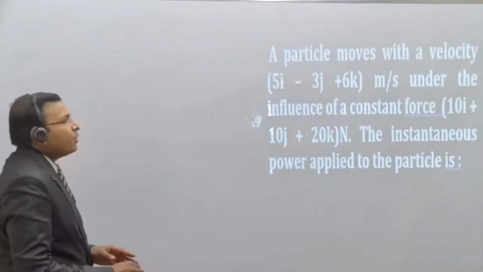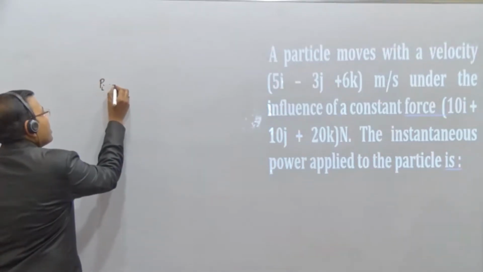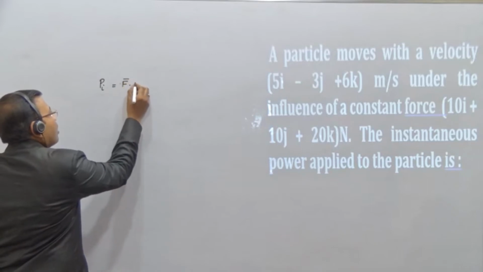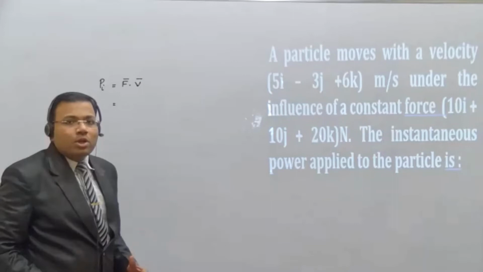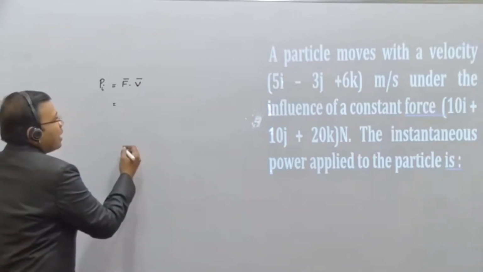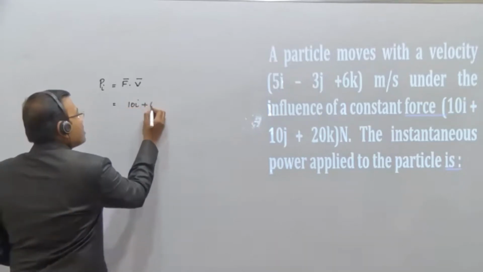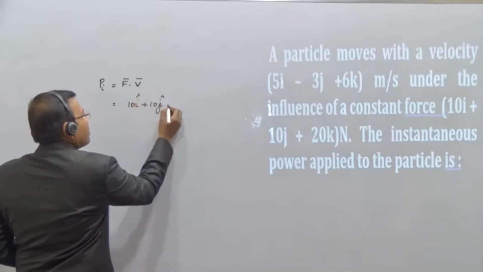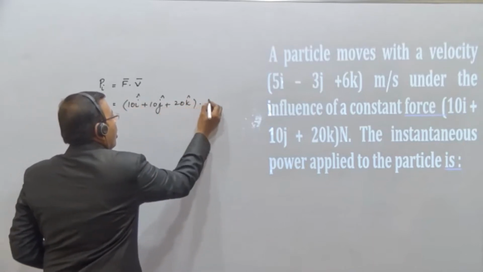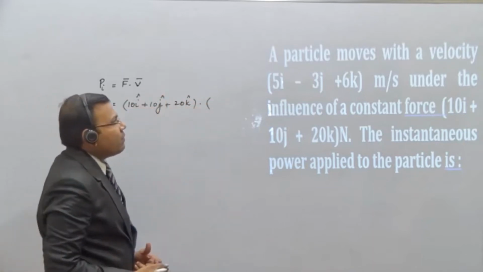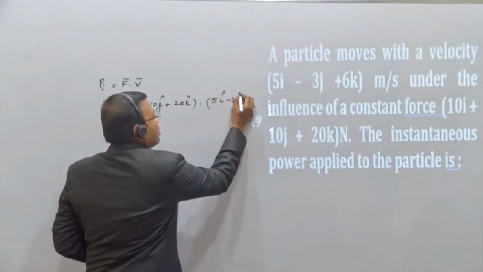So instantaneous power, that is Pi, is F dot V. It is just the dot product. We have to calculate the dot product. So let us first write what F is. F is 10i plus 10j plus 20k, dot V. What is the velocity vector? It is 5i minus 3j plus 6k.